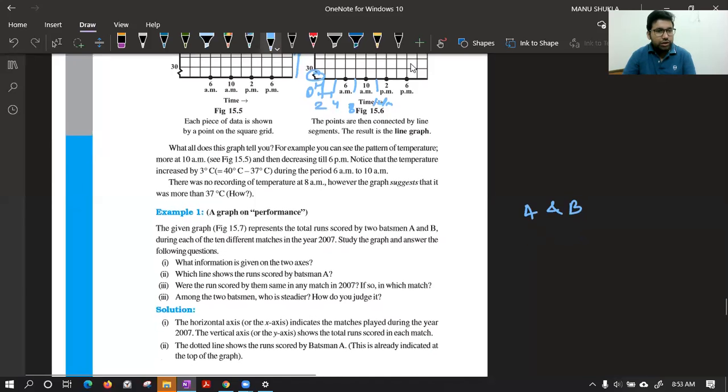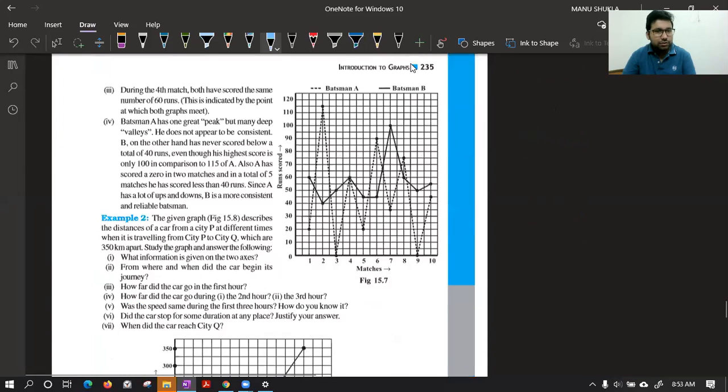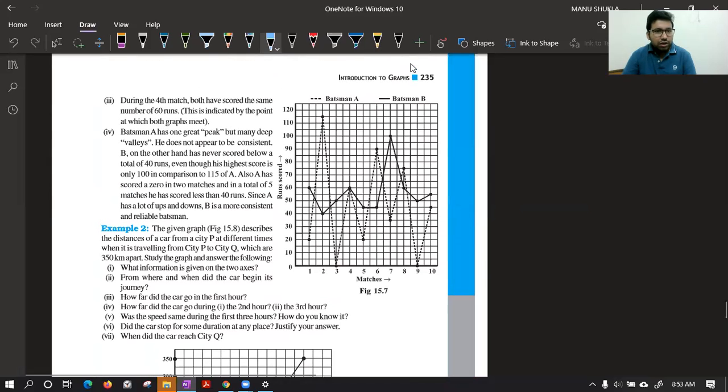The first is, what information is given in 2 axes? Class, please tell. If you see on x-axis what is given to us, please tell. Just by seeing the graph, what can you say about the x-axis? What it is telling us? It is telling us the number of matches played. You can see one is telling one match played or second match or third match. So it is telling us the number of matches that is being played by the person.